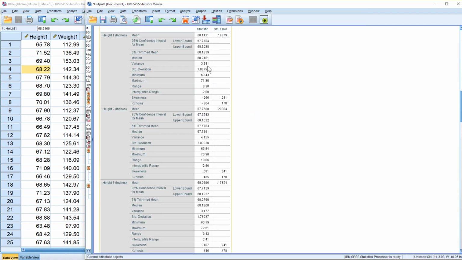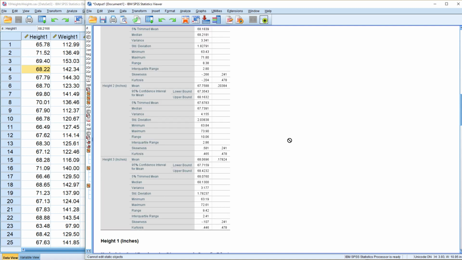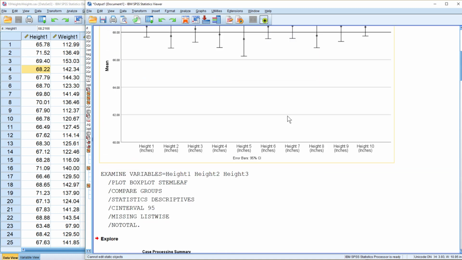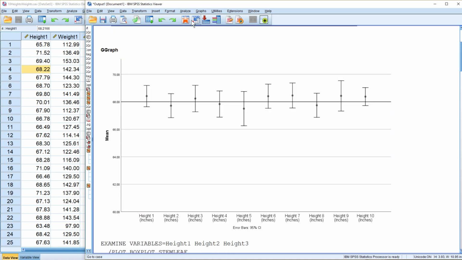So in the output, you'll see that for each sample we get a slightly different estimate of the mean. So 68.14, that's a bit high. 67.7, that one's a bit low. 68.0. So they're hovering around the true population mean. And the 95% confidence interval gives an idea of how sure we are that we have captured the true population value. Now we can graph this to visually get a picture of what's going on. I'll show you how to do that in the Graphs Chart Builder.